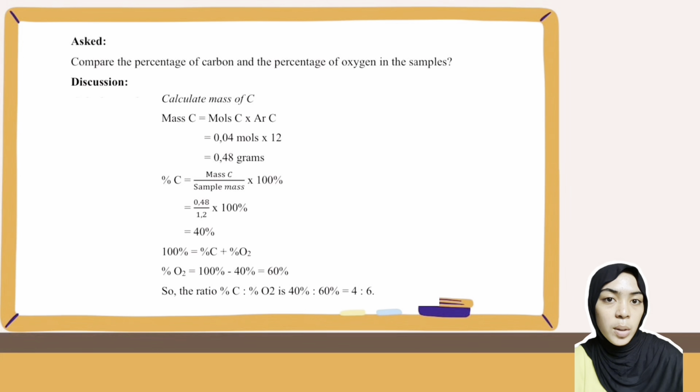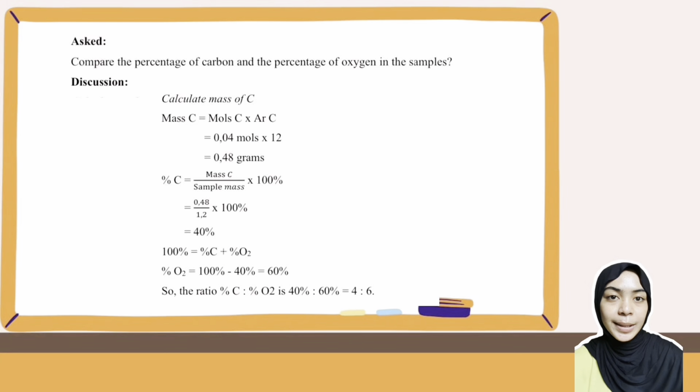Given that the total mass of the sample is 1.2 grams, the percentage of carbon is 0.48 grams divided by 1.2 grams times 100%, which equals 40%. Since the sample contains only carbon and oxygen, the percentage of oxygen is 100% minus 40%, which equals 60%. Thus, the ratio of carbon percentage to oxygen percentage is 40% to 60%, or simplified, 4/6.